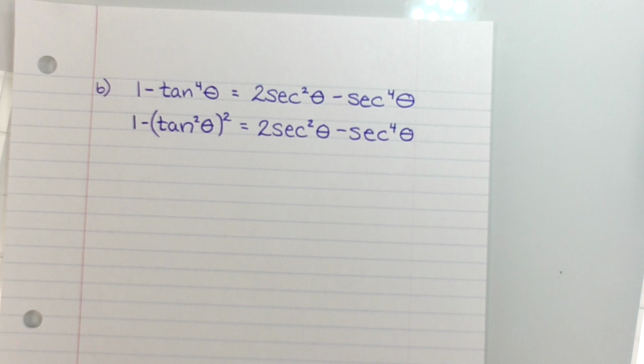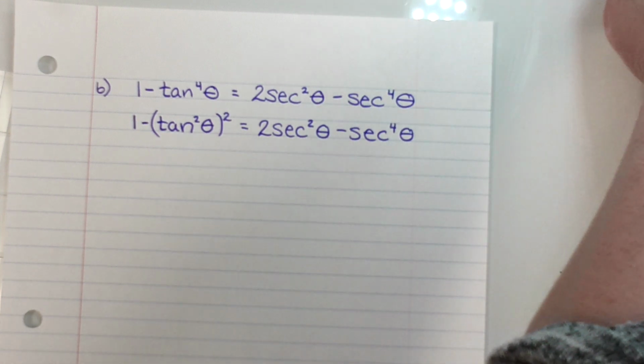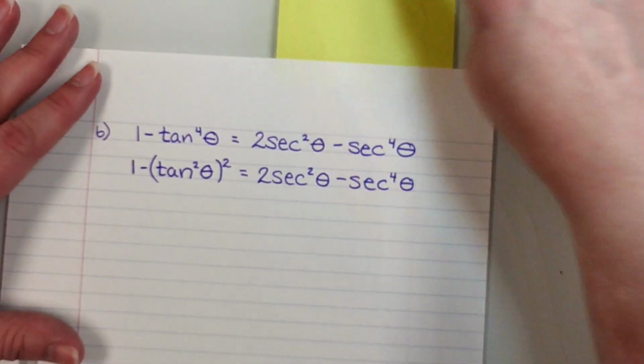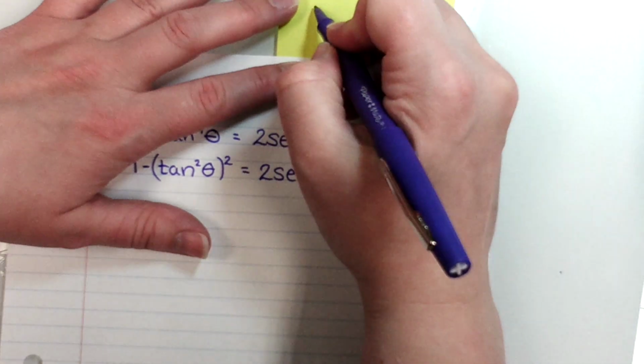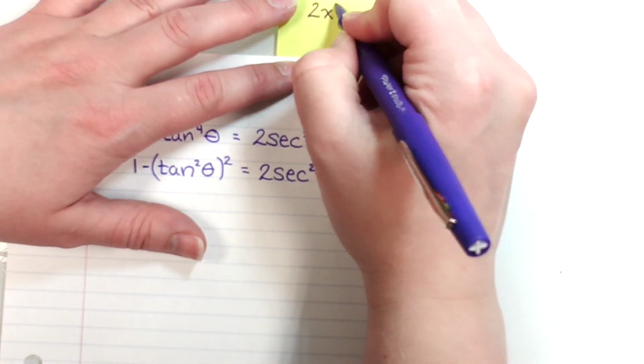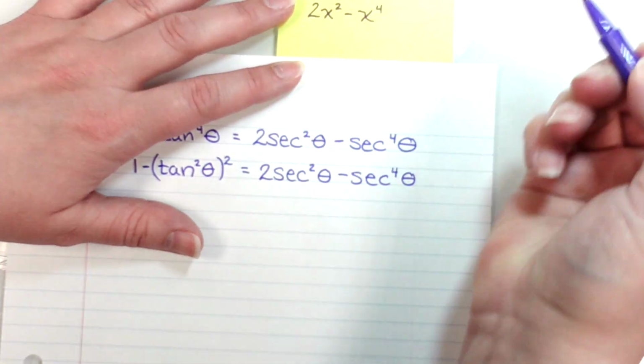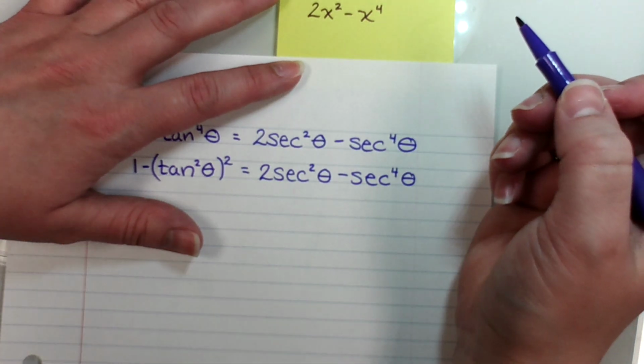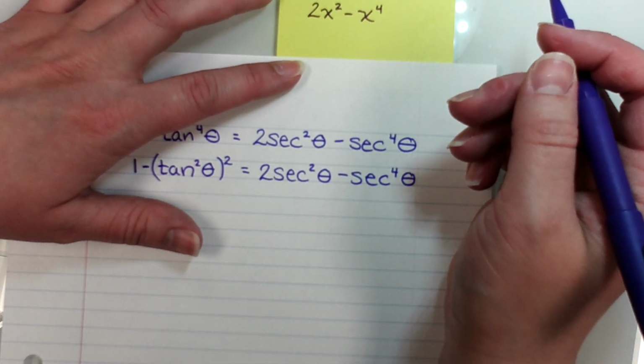Thoughts on what to do next? Can we break up the right side kind of like we did on the ones you did earlier? Because technically couldn't it be 2x squared minus x to the 4th, if it was all variables? So if you're thinking about this as variables, yes, this is like 2x squared minus x to the 4th, and you're talking about breaking it down as in factoring?